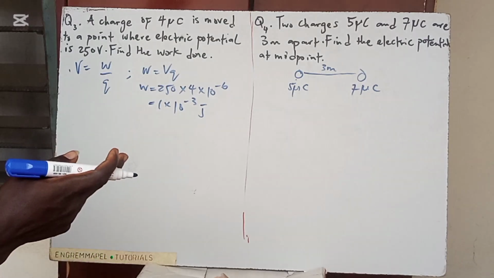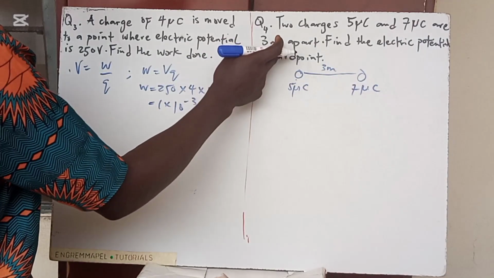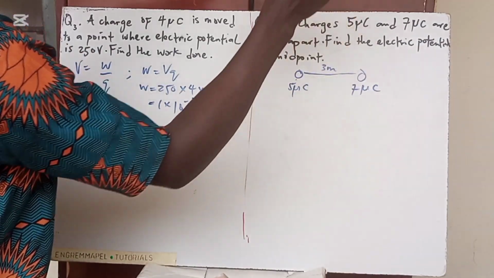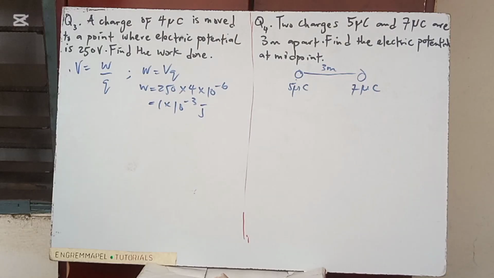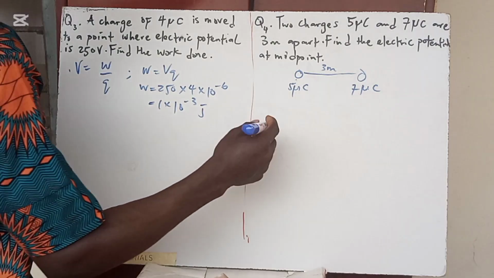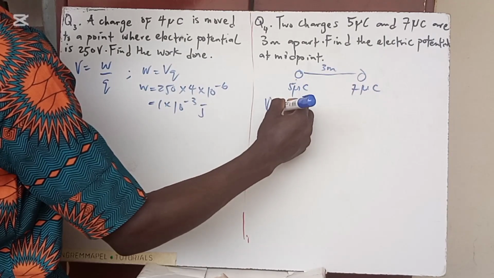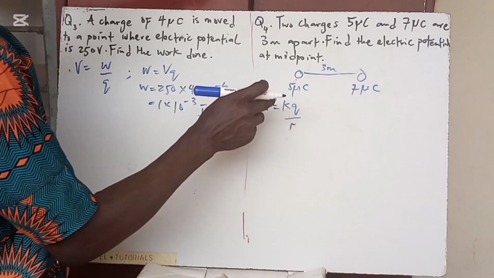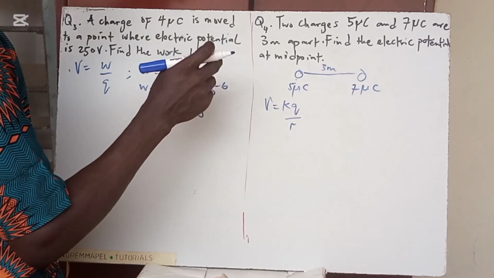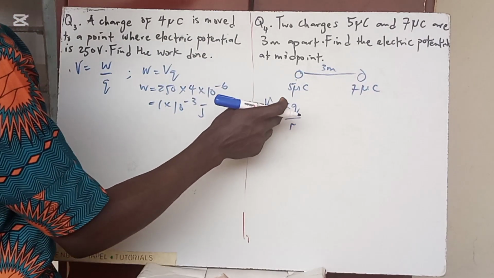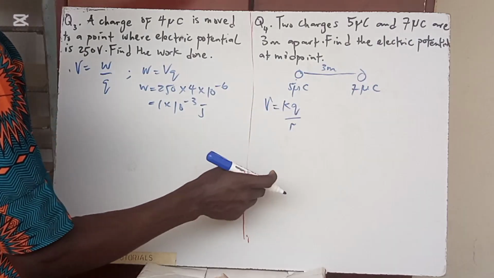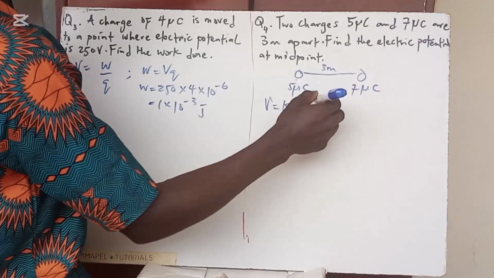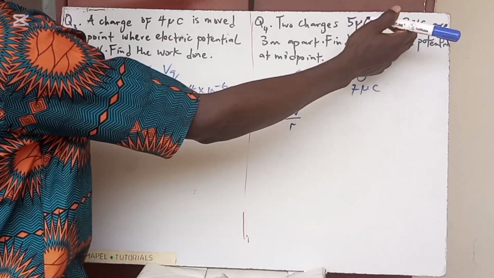So electric potential, when it has to do with distance and charges, which formula are we using? That should be V equals KQ over R. Remember when we were deriving the formula the other time, we said V equals KQ over R for electric potential, but if it's for electric field intensity, that's going to be KQ over R squared. We remember. So now we are going to calculate our V1 and our V2.